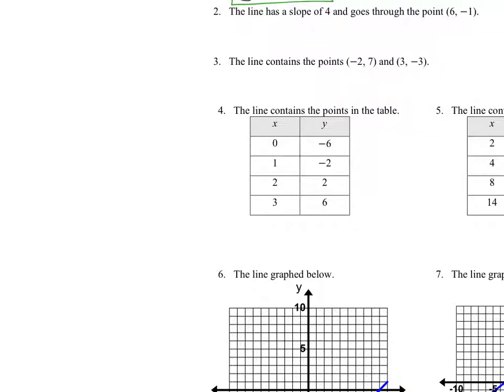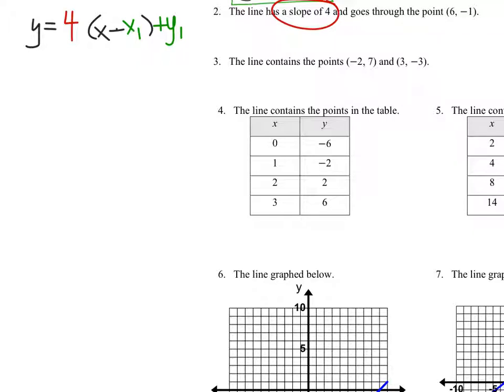Number 2, the line has a slope of 4 and goes through the point 6, -1. So on this one, we're going to have to use point slope form. So that is y equals m times x minus the x value given. And then we'll add the y value that was given. So up in here, we can see that the slope is 4. So again, we're going to replace the slope with 4.